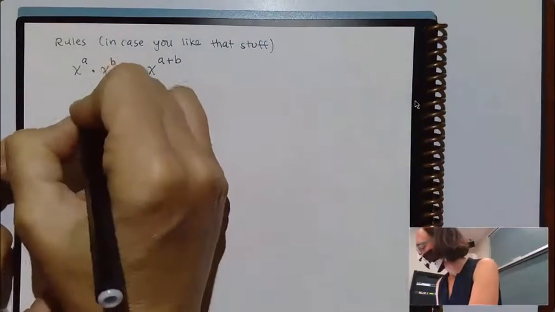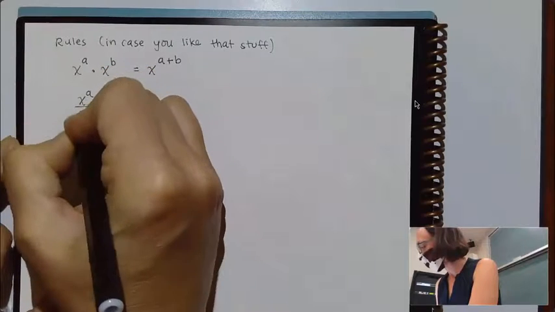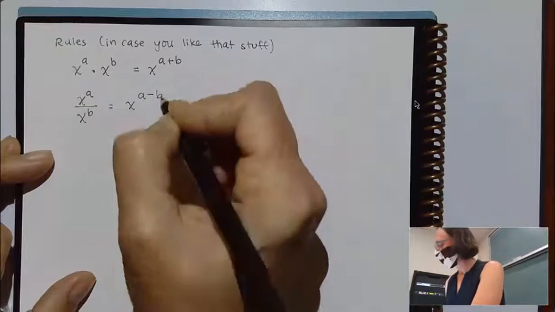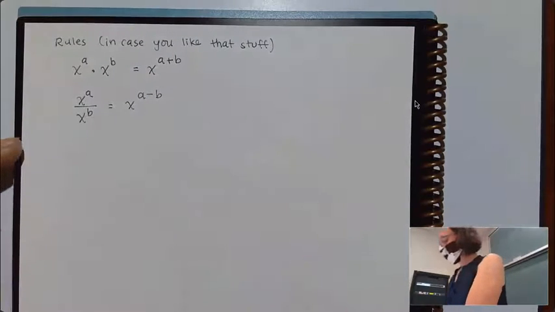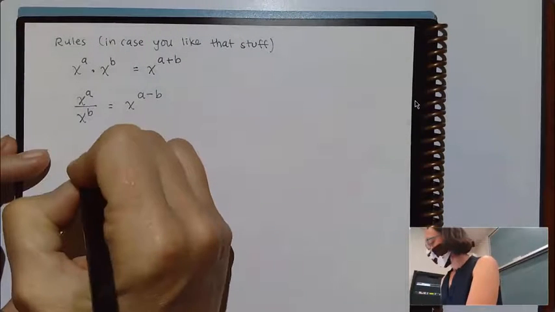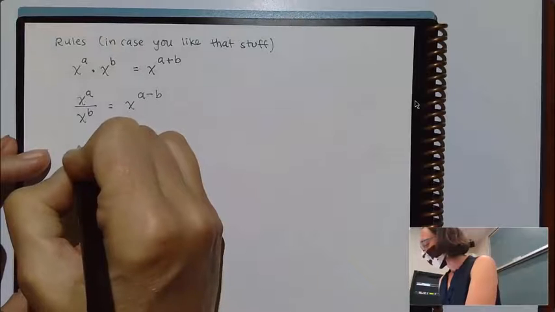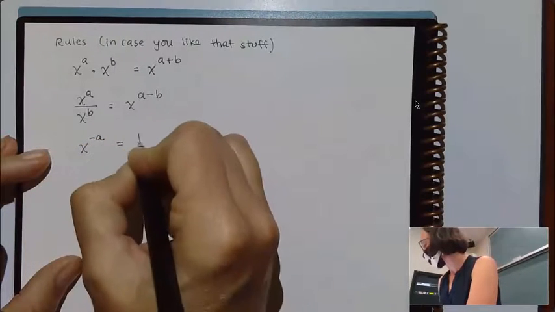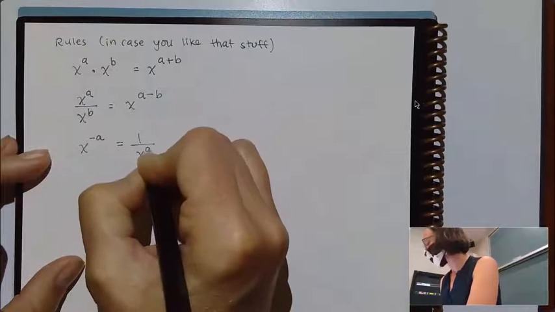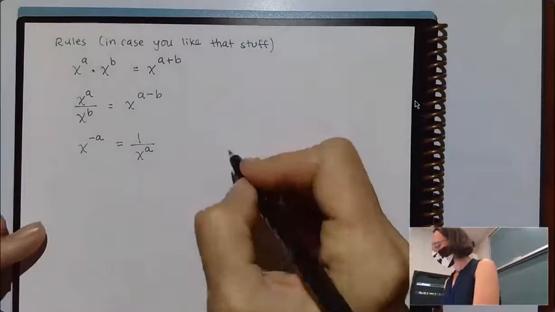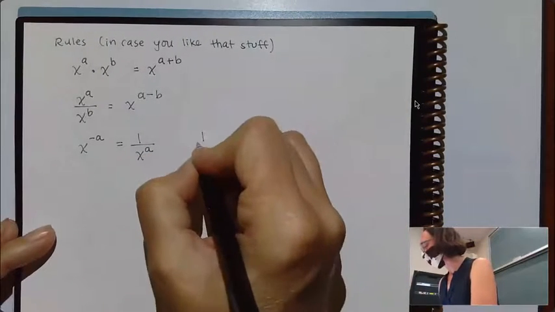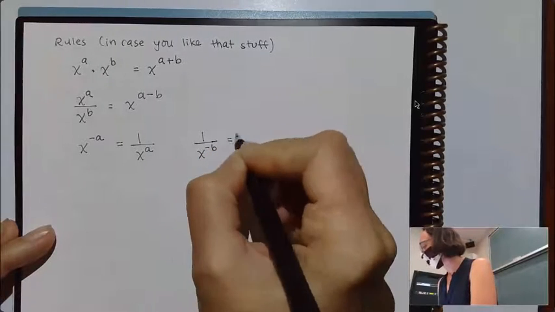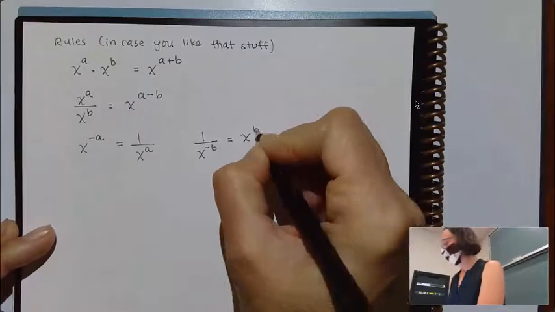If I have x to the a divided by x to the b, that's the same as x to the a minus b. If I have x to the -a, that's the same as 1 over x to the a. And similarly, if I have 1 over x to the -b, that's the same as x to the positive b.